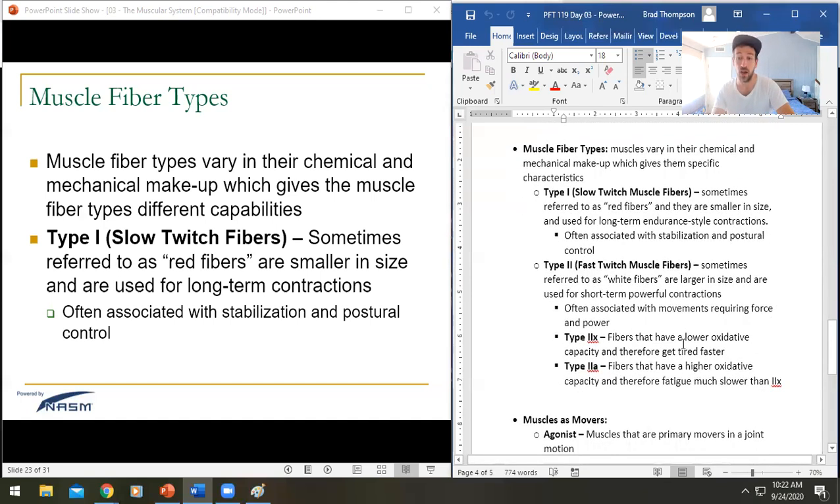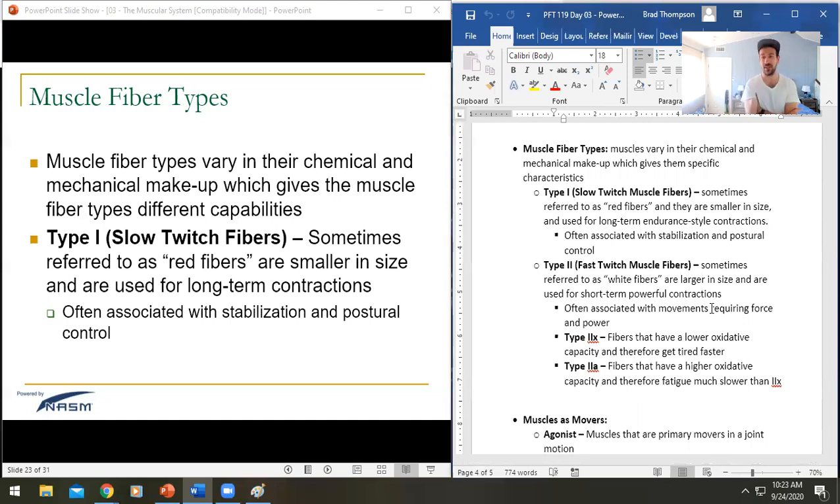So, all right, let's zoom out. We've been zoomed in forever. Let's zoom out a little bit. Let's look at our different types of muscle fibers. One of the differences between men and women, for instance, is that men tend to have a higher propensity for type 2 muscle fibers.